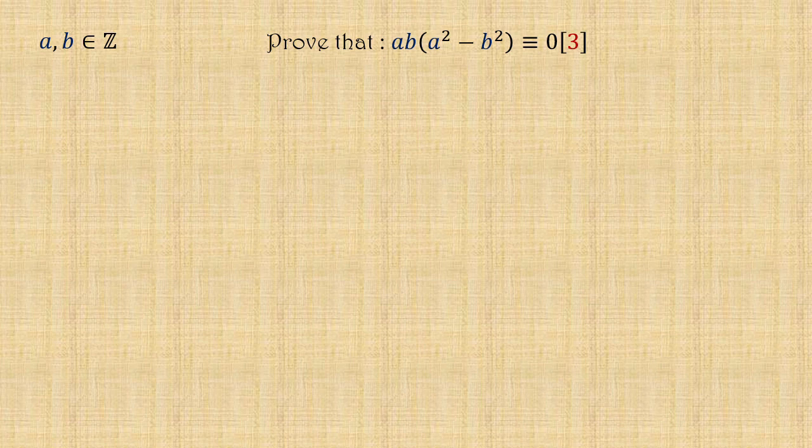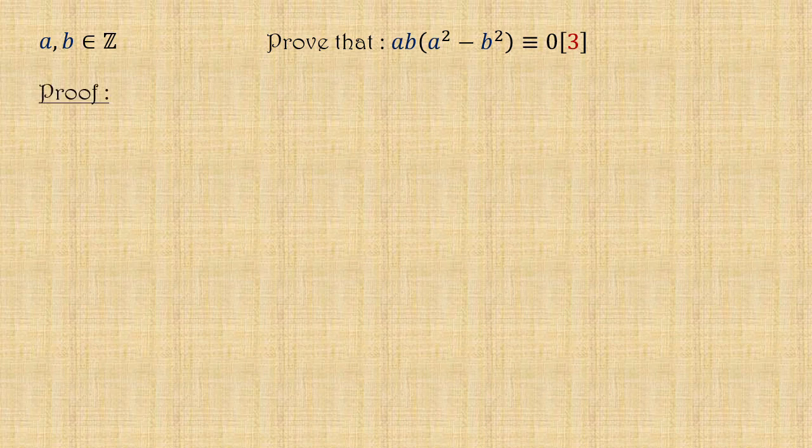Let's suppose that we have two integer numbers, a and b. We would like to prove that their product, a times b multiplied by a square minus b square, is congruent to 0 modulo 3. Let's see the proof.